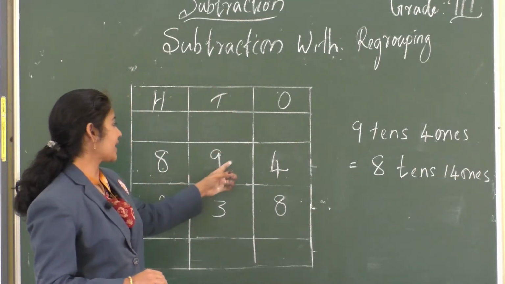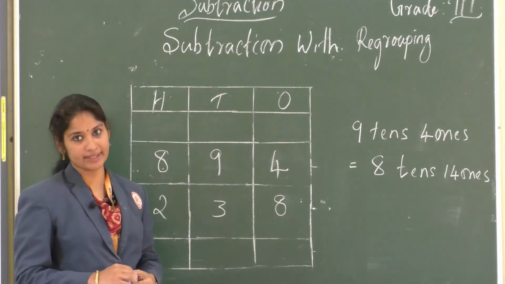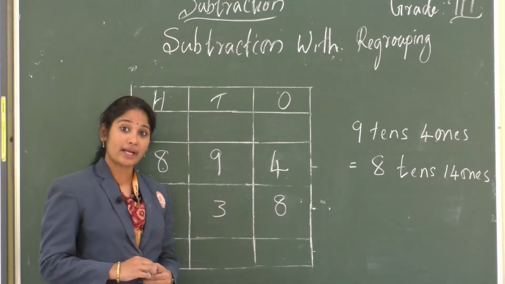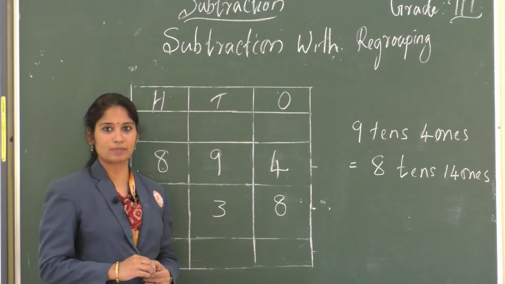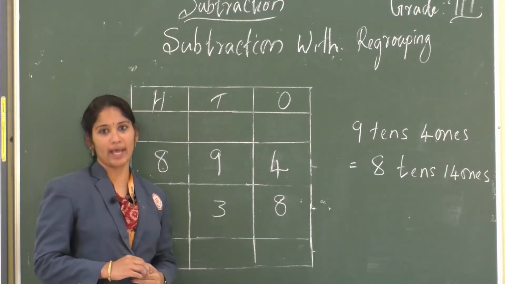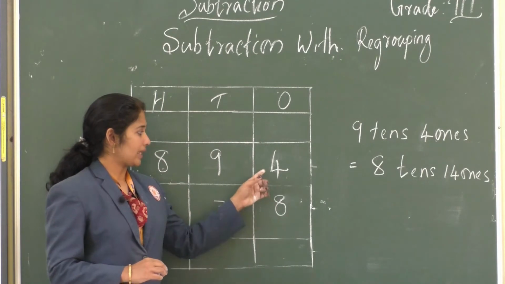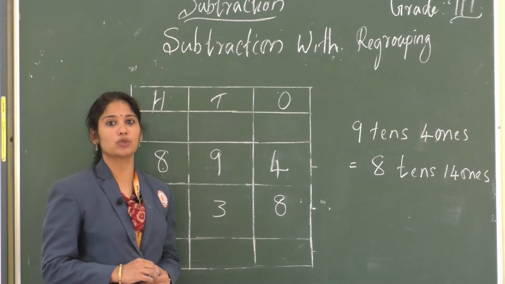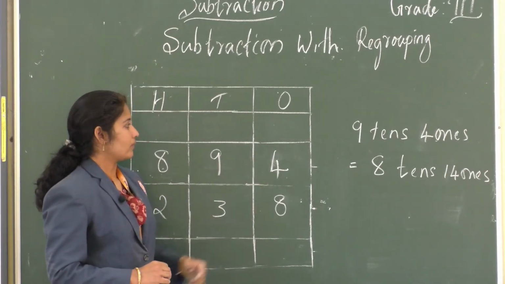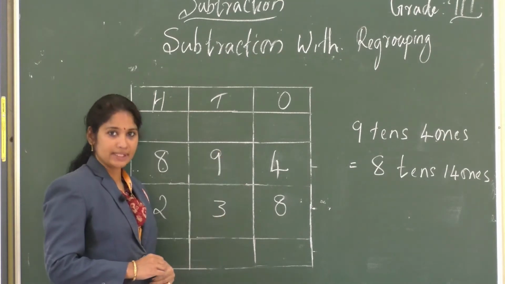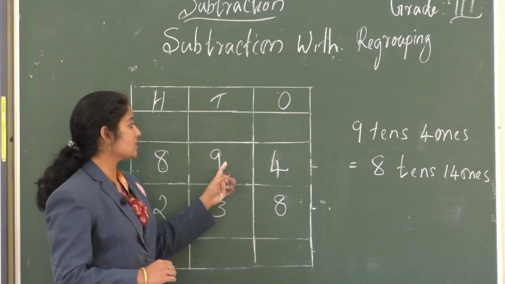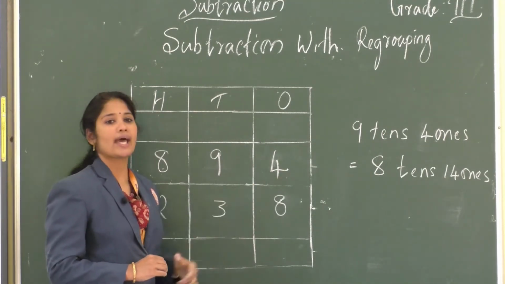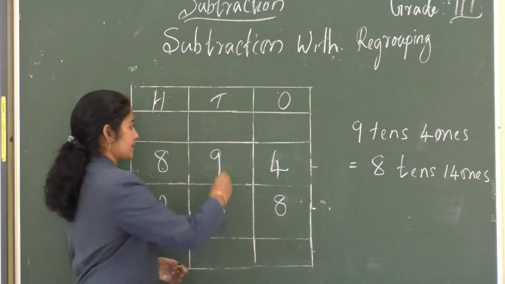Children, our next topic is subtraction with regrouping. We have 894 and 238. Here, which place we have to subtract first? Yes, ones place. Here we have 4 and 8. Can we subtract 8 from 4? No. We have to regroup. So, we can borrow 1 from the tens place. So, 9 tens and 4 ones regroup as 8 tens and 14 ones.